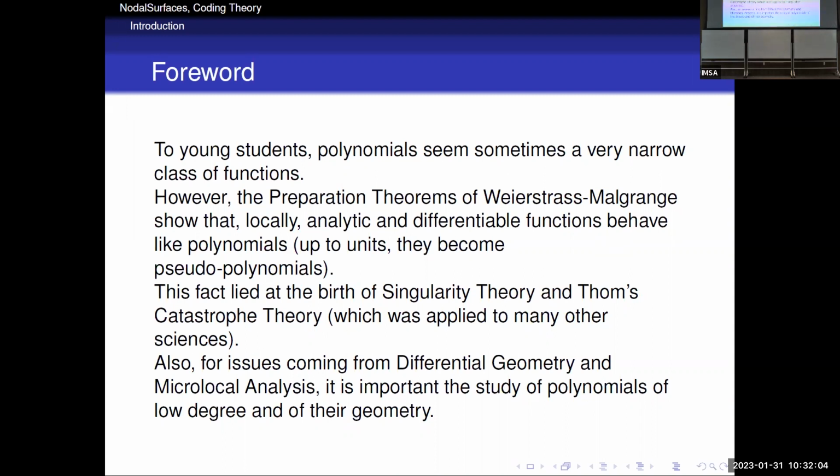And the last thing I'd like to say is that, well, I will report about many results for low-degree surfaces. On the other hand, as I learned from Pete, many things of local differential geometry and hyperlocal analysis, the knowledge of polynomials of low degree is very important.